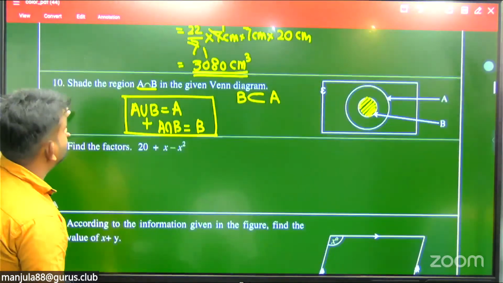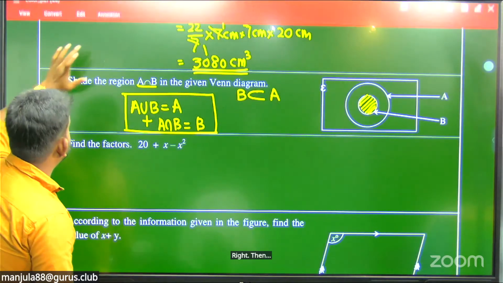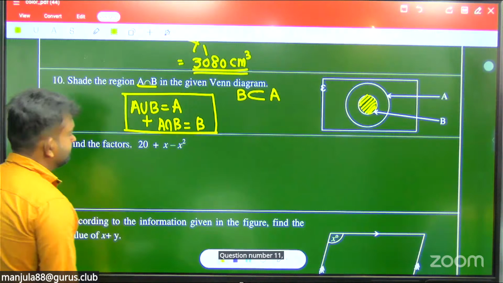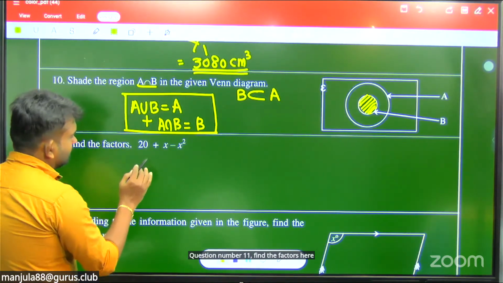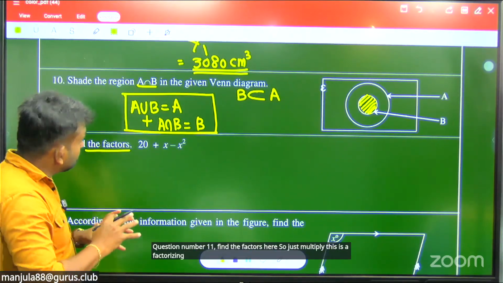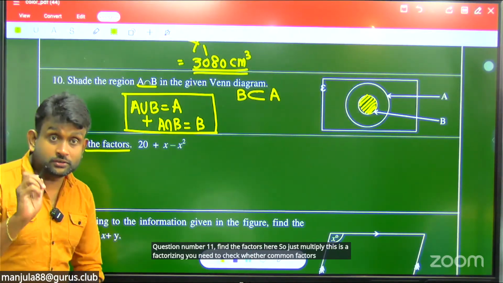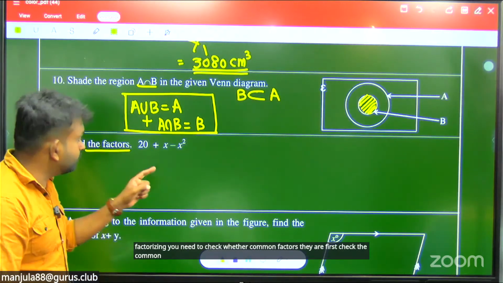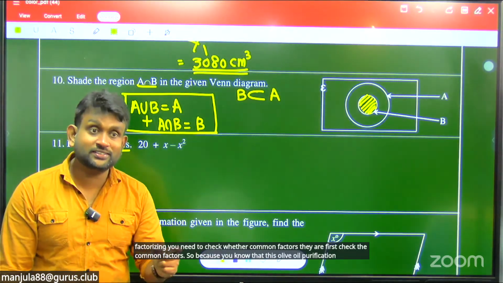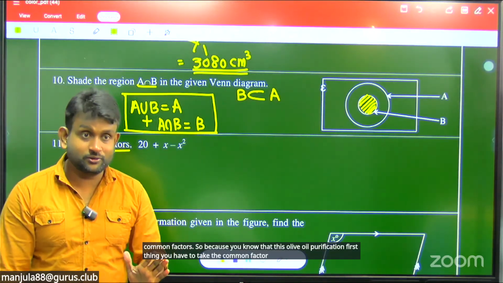Right. Then question number 11, find the factors here. So just multiply. In factorizing, you need to check whether common factors are there. First, check the common factors. Because you know that this is an O-level paper question, the first thing you have to do is take the common factor. Otherwise, you cannot solve it, right?